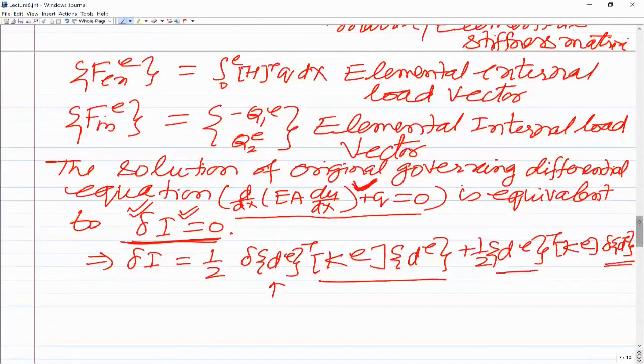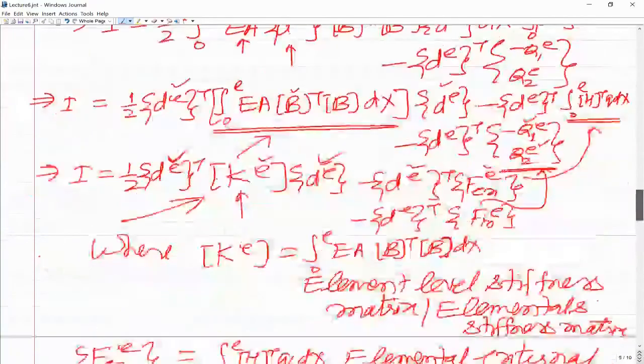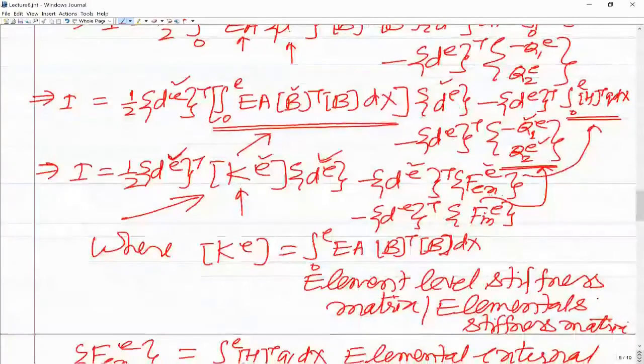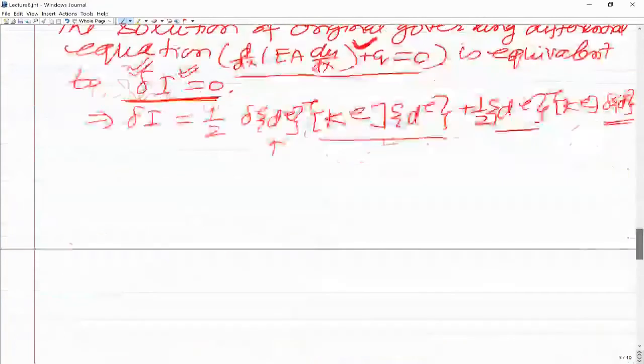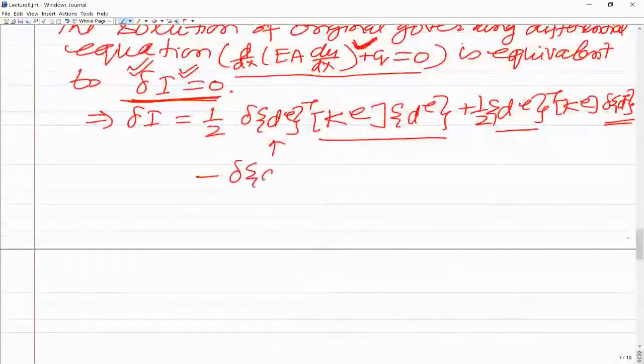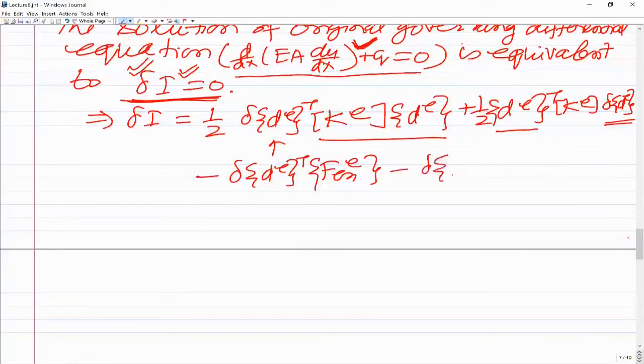If you look at this I, this is d transpose into f external. F external is a known quantity, so we will take only the variation of d. So that would be minus delta of d transpose into f external. And similarly, the third term would be delta of d transpose into f internal. And now this should be equal to 0. Delta I should be equal to 0. So the weak form is equivalent to delta I equal to 0.